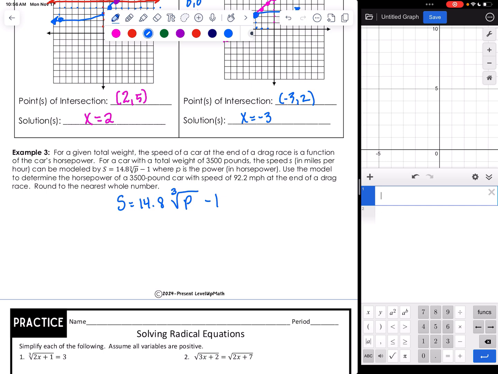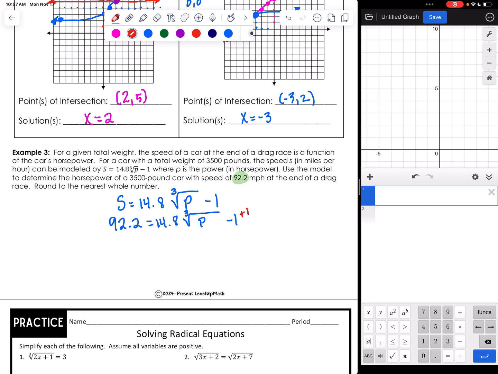So I'm going to take this information that they gave us. They told us the speed in miles per hour at the end of a drag race, and I'm going to plug that number into this function. So 92.2 equals 14.8 times the cube root of p minus 1. All right, so this is just a radical equation that we're going to solve. We're going to get the radical by itself.